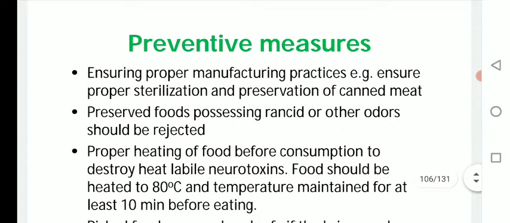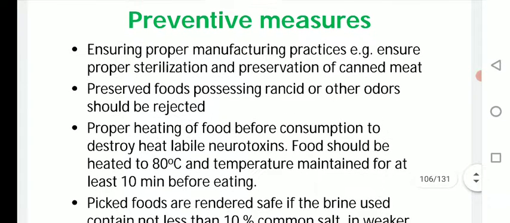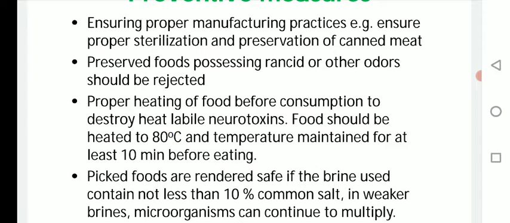And in case of preventive measures, proper hygienic conditions are important as far as prevention of this disease is concerned. Then ensuring proper manufacturing practices, for example ensure proper sterilization as well as preservation of canned meat. Then preserved foods showing rancid and other odors should be rejected. Then proper heating of food before consumption to destroy heat labile neurotoxins, and food should be heated up to 80 degrees Celsius and the temperature maintained for at least 10 minutes before eating.